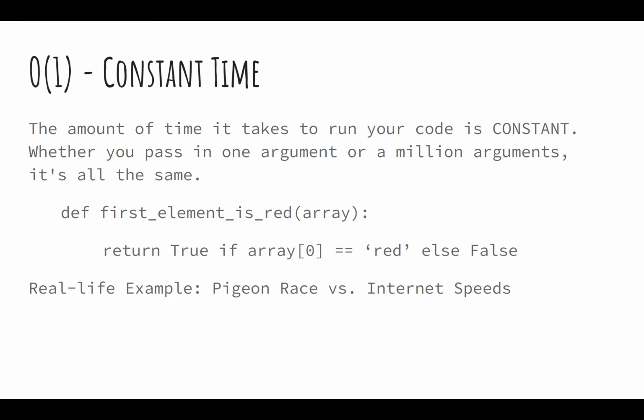So why does this run in constant time? Can anybody tell me? Because you're passing the actual index for the array. It doesn't have to look it up.